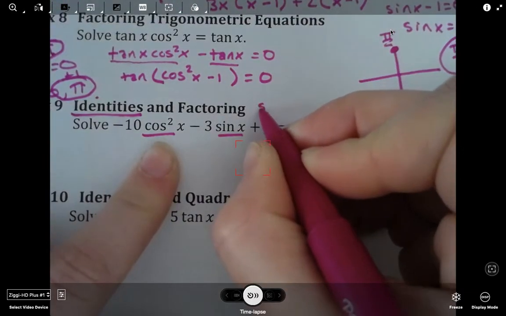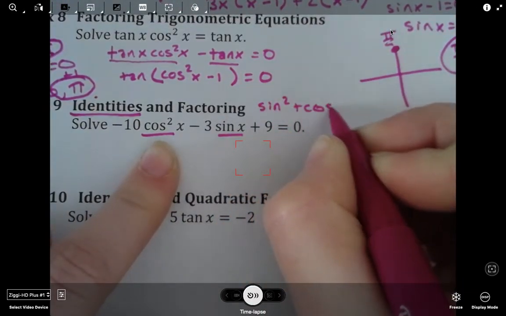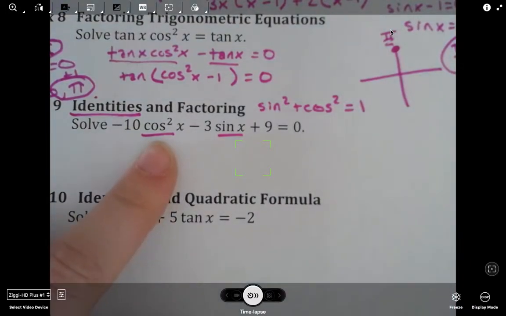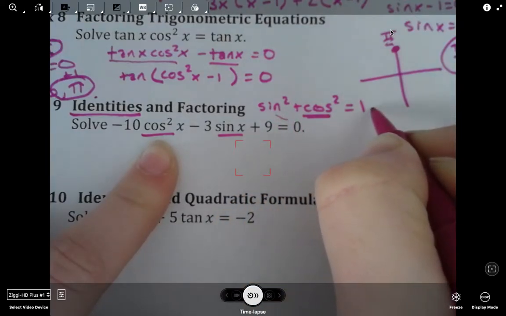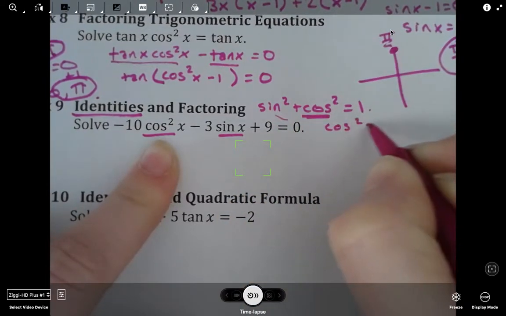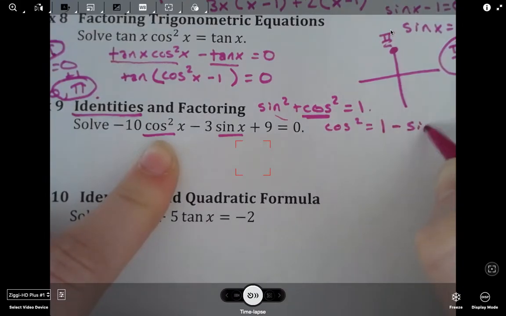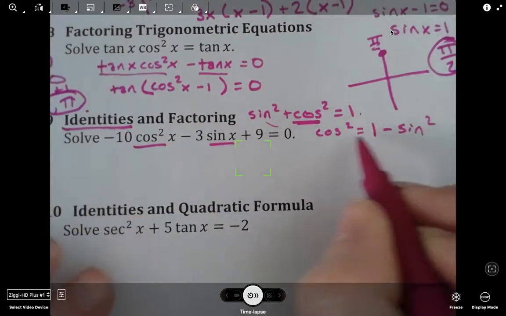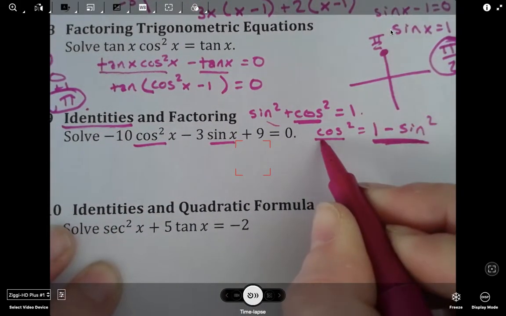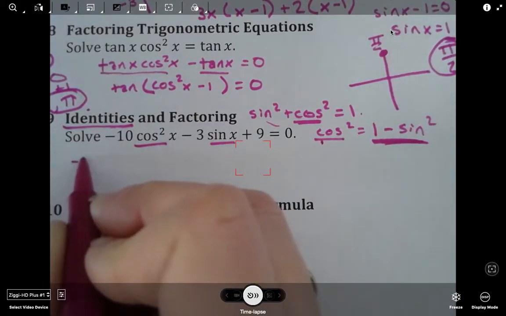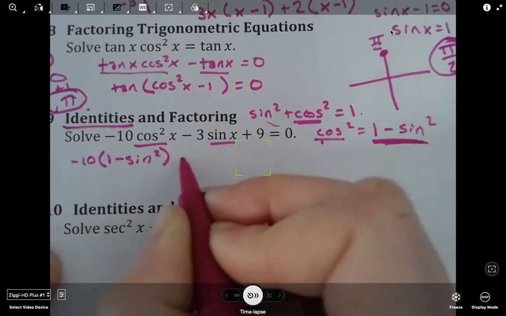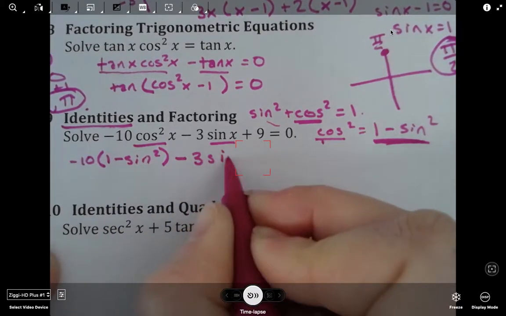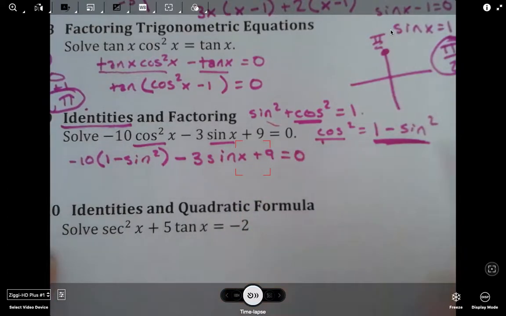So I've got a poster in my room that says sine squared plus cosine squared equals 1, right? So if I'm trying to get cosine squared by itself, I'm going to bump this sine squared to the other side by subtracting. So I've got cosine squared equals 1 minus sine squared. Okay? So I'm going to take this and plug it in for the cosine squared. I do that so that I only have sines going on. I only have one trig function, instead of sines and cosines going on at the same time.